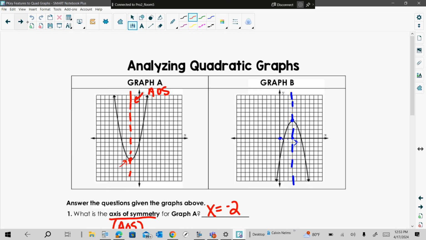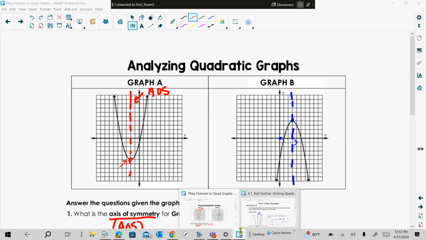We analyzed the graph. Stop the talking, please.